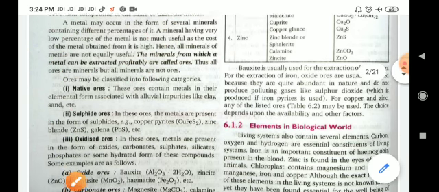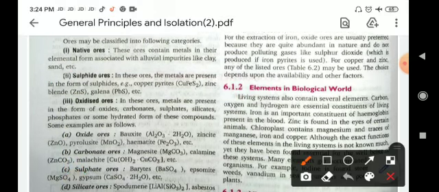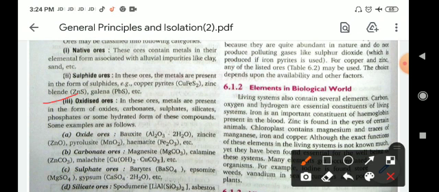Next are oxidized ores. In these ores metals are present in the form of their oxides, carbonates, sulfates, silicates, phosphates, or some hydrated forms of these compounds. Some examples are given here. Firstly, oxide ores: bauxite, formula Al2O3.2H2O; zincite, formula ZnO; pyrolusite, formula MnO2; and hematite, formula Fe2O3, etc.